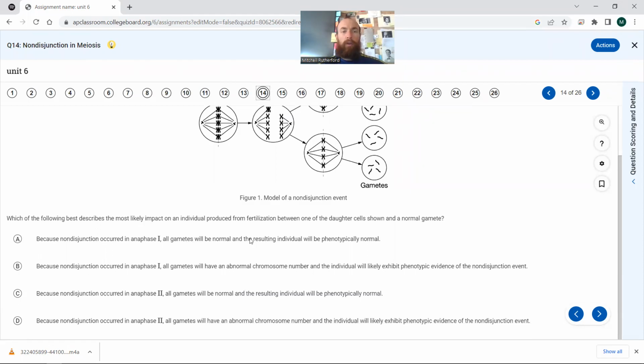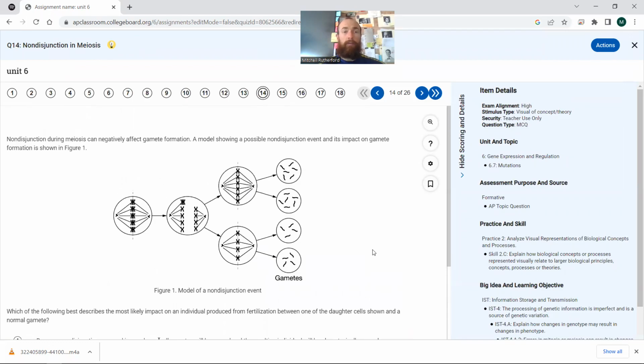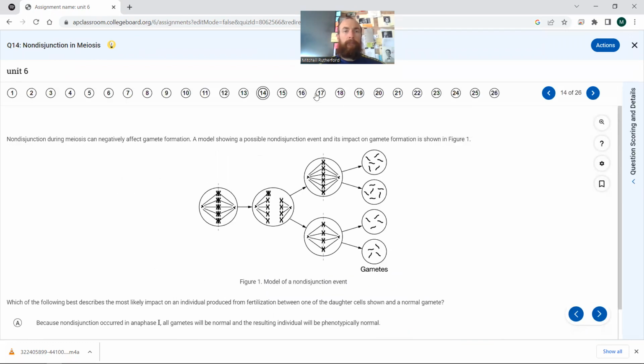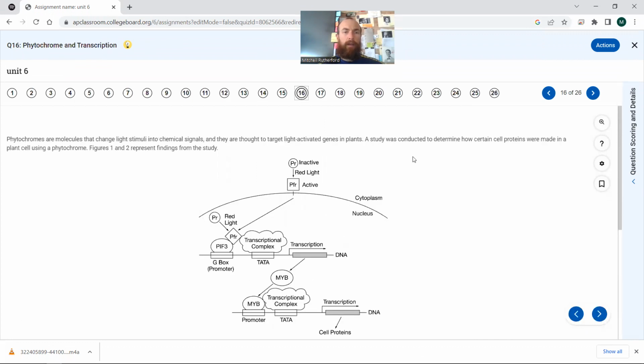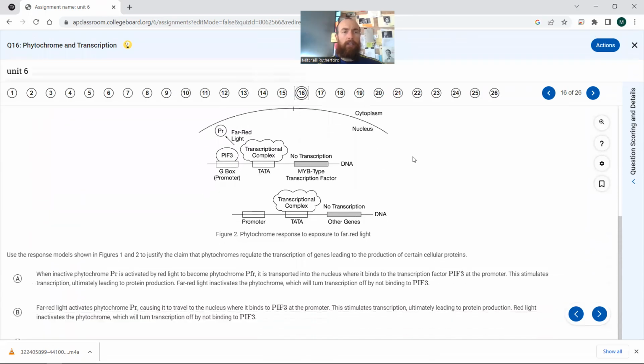All gametes will be normal. Hell no, that's got to be B. That's just easy to rip through. Okay, you got to be comfortable with those diagrams. Great. Then, ooh, a tough one. Let's go to the question. Oh my gosh, yes, please.